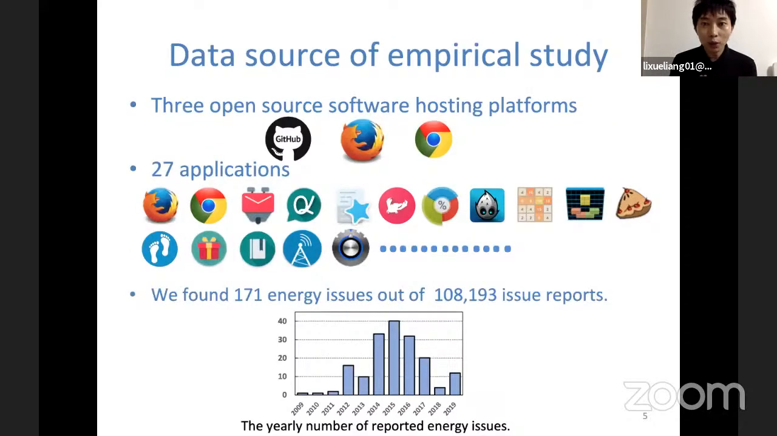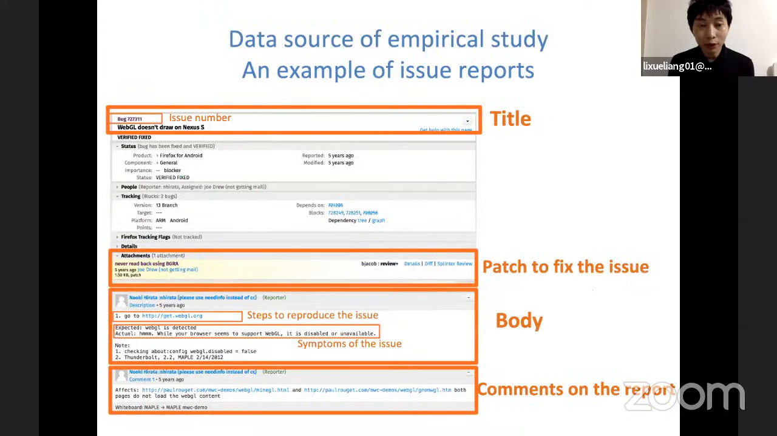The data source of our empirical study is from 3 open source software hosting platforms, namely GitHub, Firefox, and Chrome. In total we have 27 applications, and in these 27 applications, we found 171 energy issues out of more than 100,000 issue reports. Here is an example of an issue report. In the body part, it shows the steps to reproduce the issue and the symptoms of the issue. And the developers can also make comments on the report and propose patches to fix the issue.